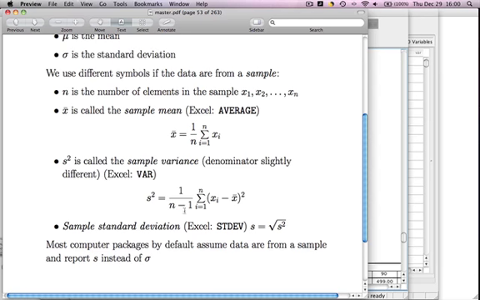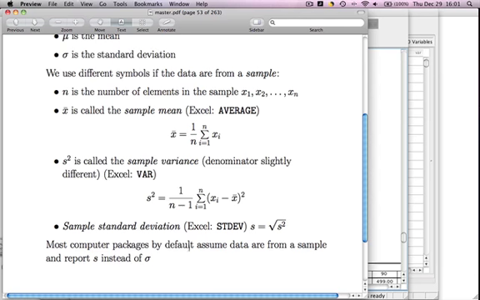With this denominator, if we could average across all possible samples, compute the sample variance of each using n minus 1 in the denominator, then on the average we would get the true population variance. If we were to divide by n, we would not get the true one. We would be slightly biased. That's why statisticians prefer the n minus 1 denominator.